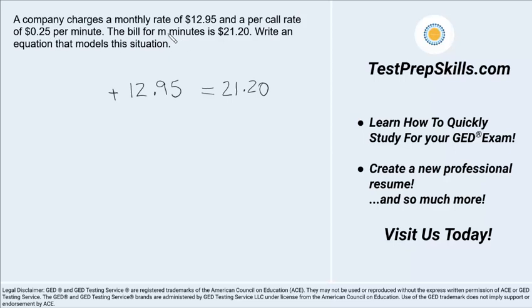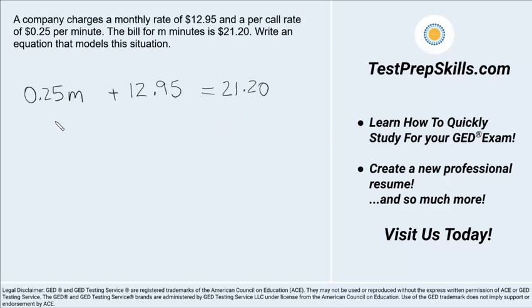In this case, we don't have a number. We just have a variable representing our minutes. We have m. So we're going to multiply 0.25 by our number of minutes, or in this case, the variable representing our number of minutes, which is m. If we multiply our rate by our number of minutes, this is going to give us how much we spent on minutes, the extra cost we spent on minutes. We're going to take that amount and add that to our flat rate per month, and those two amounts together are going to equal the total of the bill.